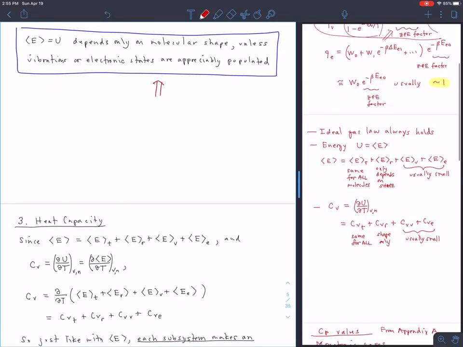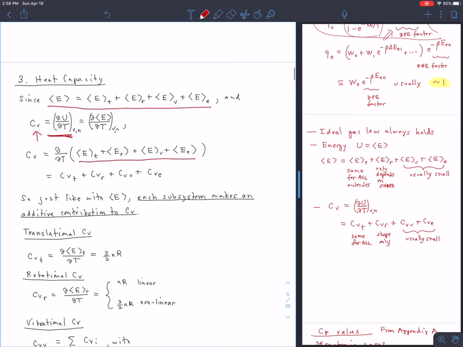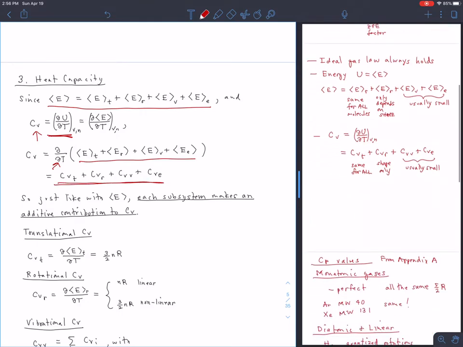All right, so that's the internal energy, but once we have the internal energy here, all we've got to do is take a temperature derivative, and we can get the heat capacity. And since the internal energies add up, and all we're doing is taking derivatives of all those terms, the heat capacities also add up. So the nice thing about both internal energy and heat capacity is there's just an additive contribution from every subsystem.